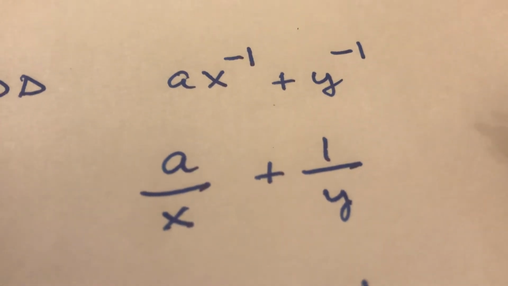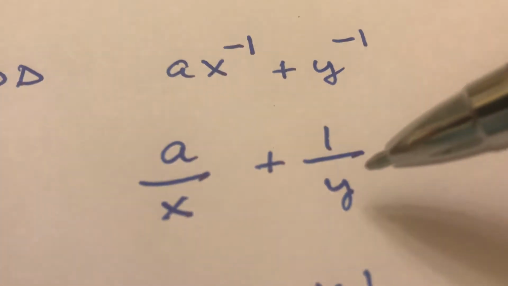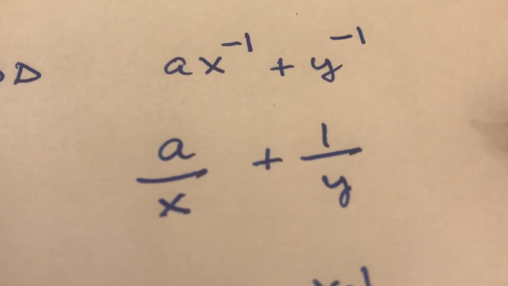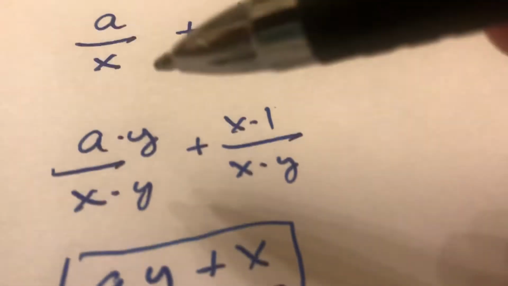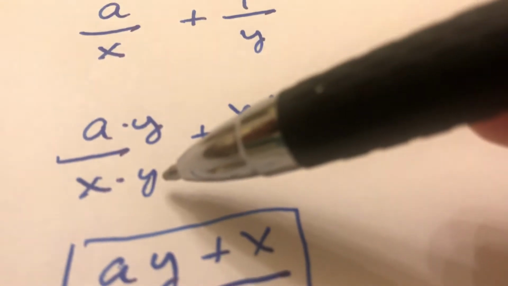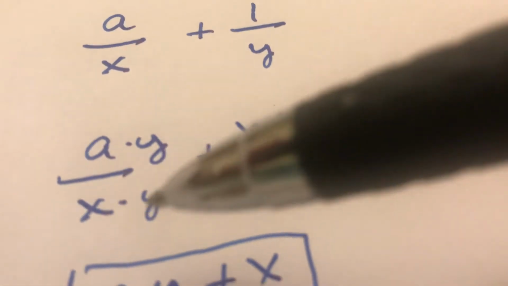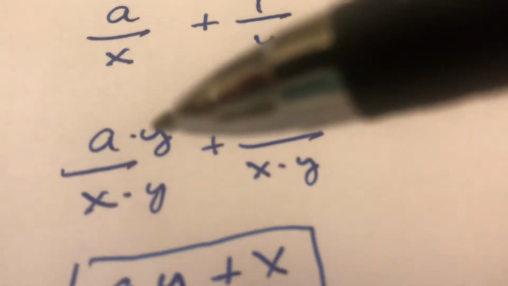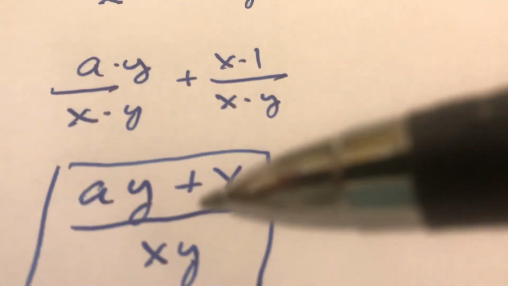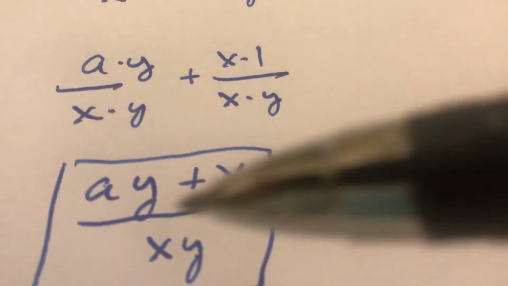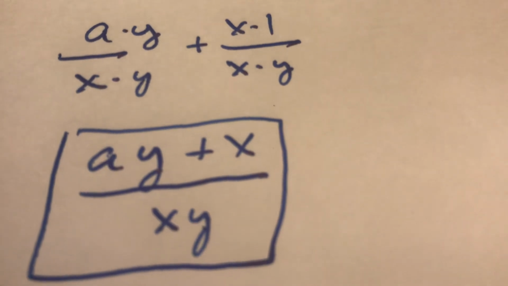So now whenever you add fractions, you have to have a common denominator. So this denominator is x and this is y. A common denominator is xy. So what I do is I multiply top and bottom by y, and here I multiply top and bottom by x, and now my denominators are the same, xy. And so I take the numerators, ay plus x, because x times 1 is x, and put it all over the common denominator. Kind of easy, actually.